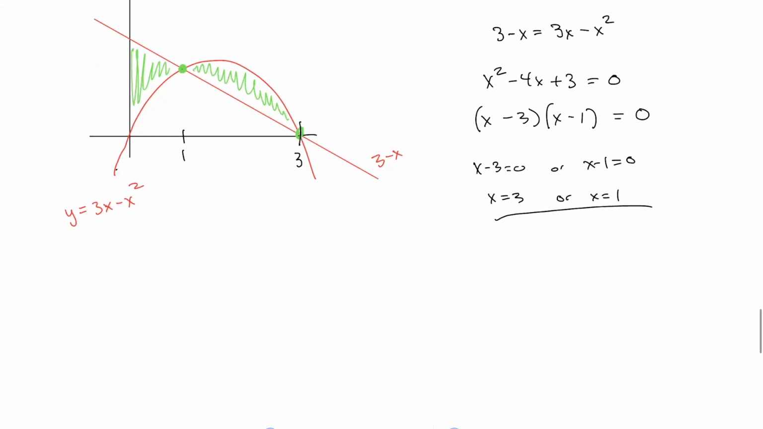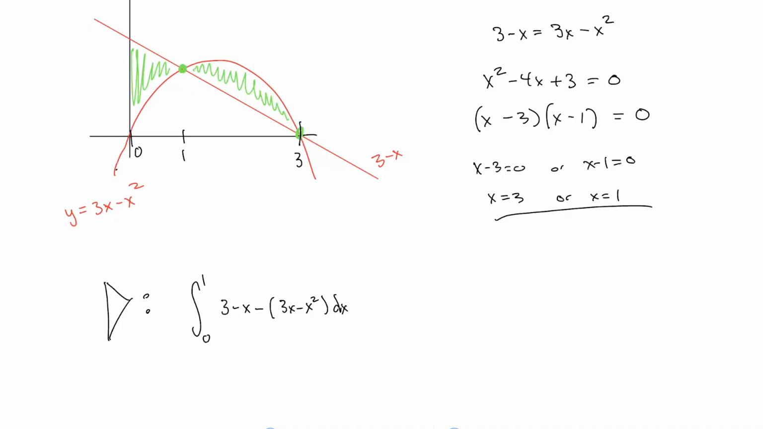I'm going to do the piece on the left first. I have to do the integral from, what are the boundaries here? The left edge is going to be 0, because it's over here at x equals 0, and then up to 1, the first intersection point that we found. Then I have to do bigger minus smaller. The bigger is the straight line part, which is 3 minus x, and then subtract the smaller, the parabola part, 3x minus x squared.